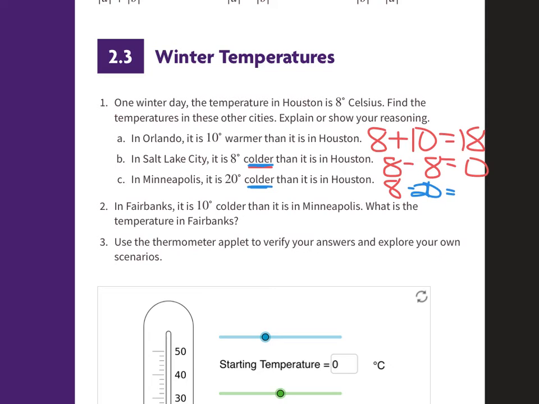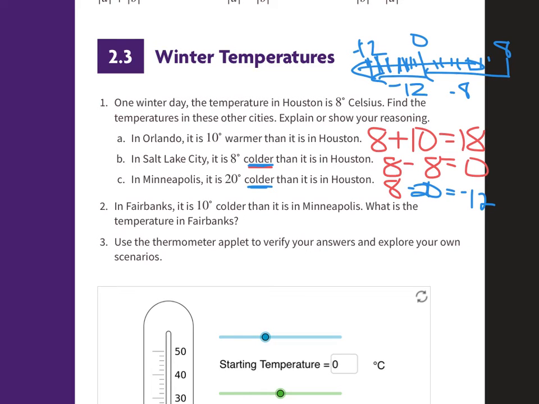So if you think, I start at 8, and from 8 down to 0 is 8 degrees, and I have 12 degrees left. So I'm going to go back 12 degrees, and so from 0 back 12 degrees is negative 12 degrees. Okay? Might be easiest to think of like a number line. 0, 1, 2, 3, 4, 5, 6, 7, 8. There's 8. So there's 8 spaces, right? And then 1, 2, 3, 4, 5, 6, 7, 8, 9, 10, 11, 12. There's negative 12. So back 12 more spaces.